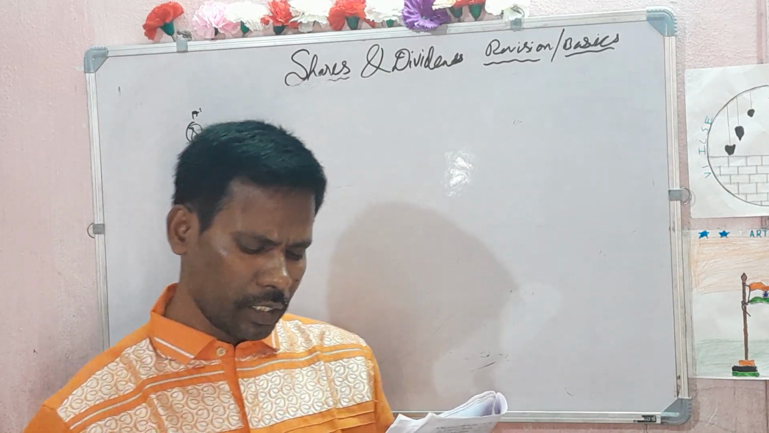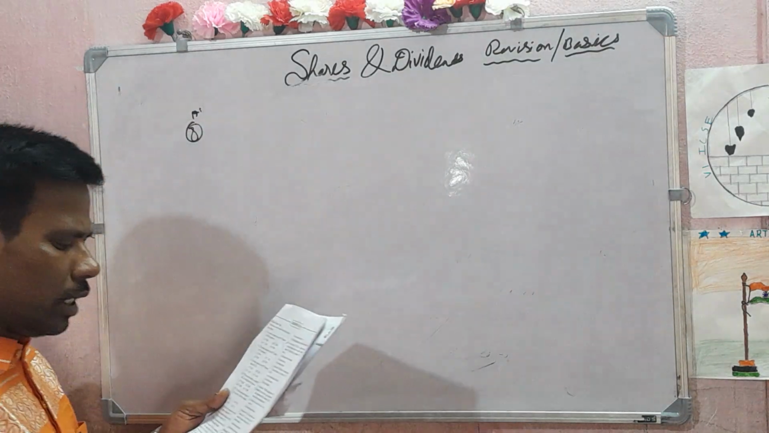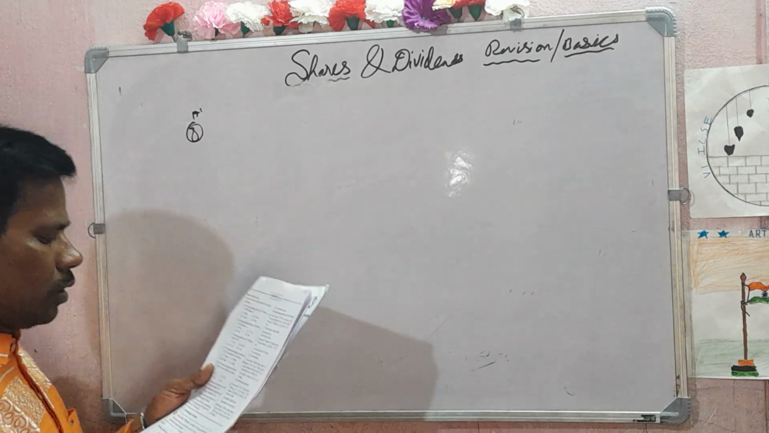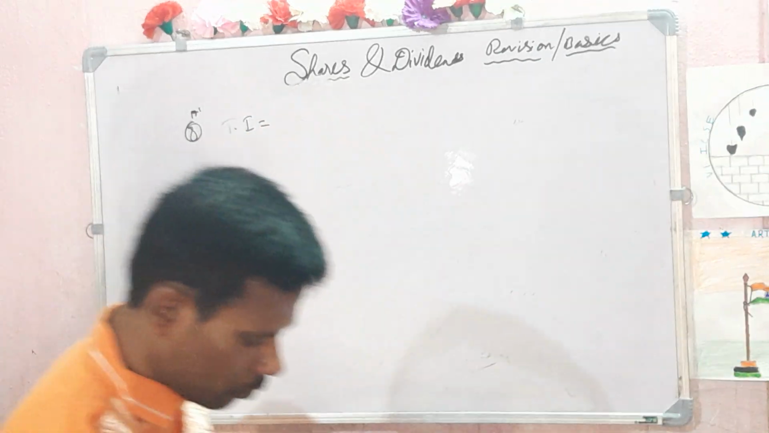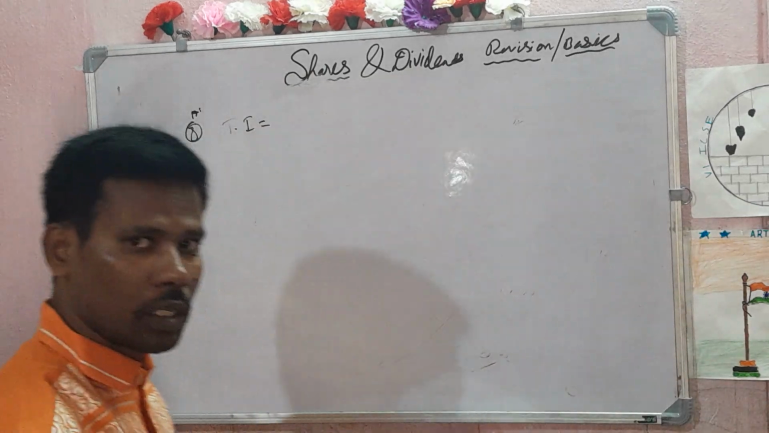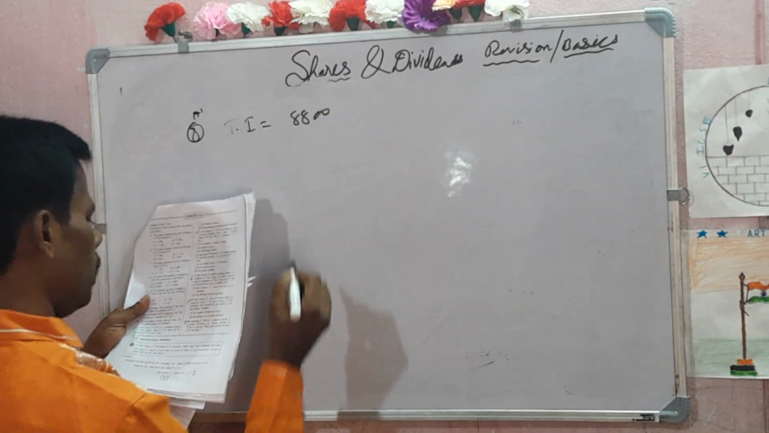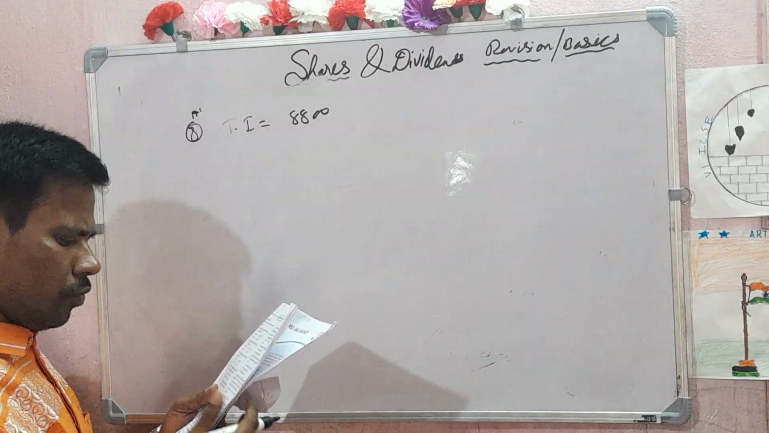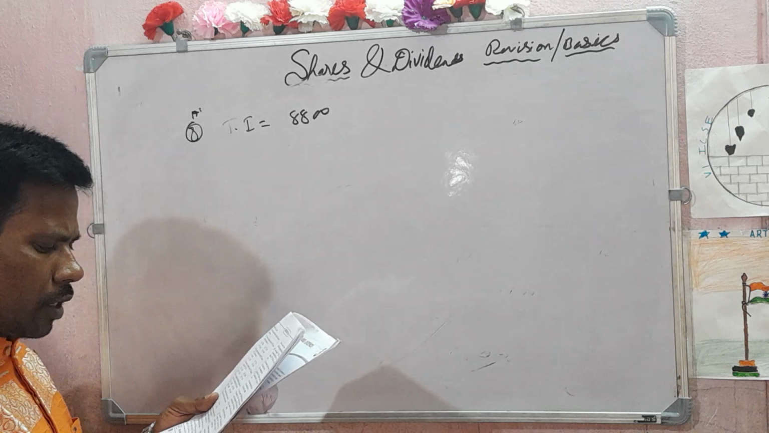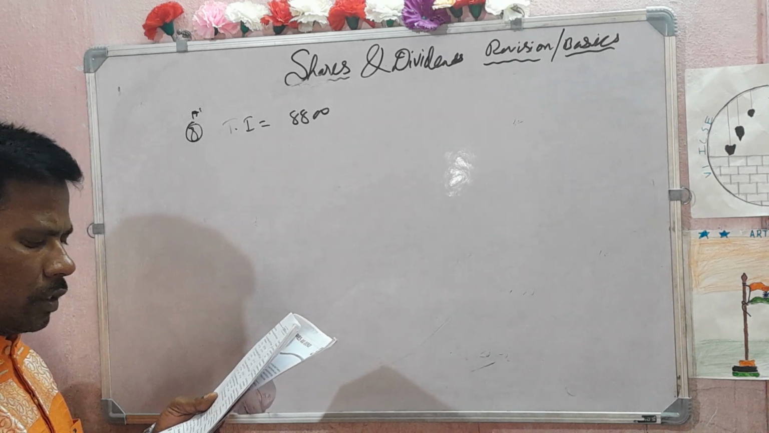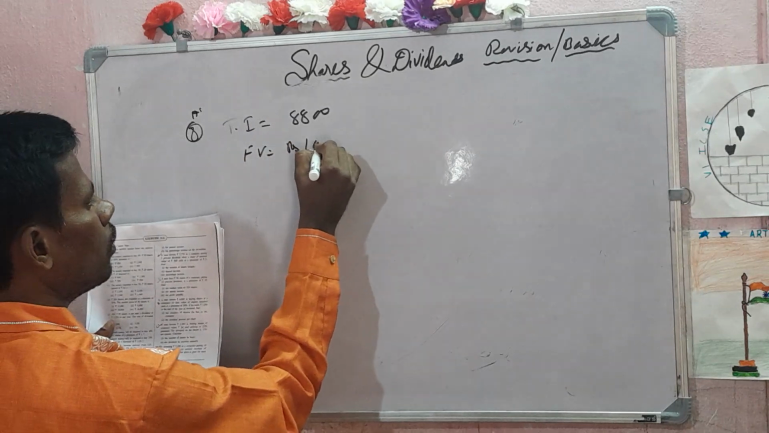Once again I am repeating the question. A man invests rupees 8,800 in buying shares of a company. Total investment is 8,800. Next, buying shares of a company of face value rupees 100 each. Face value is given as rupees 100.